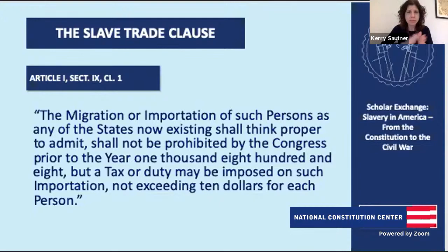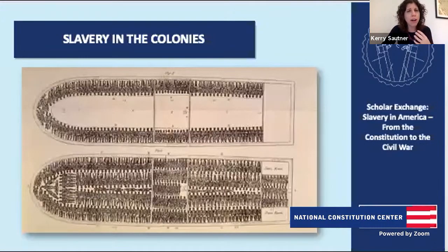Got it. Now, we know that at the end of Reconstruction, we have the 13th, 14th, and 15th Amendments, and we're going to dive into them in a minute. Do you want to talk about, before we were the United States, what was going on in the colonies and slavery during this time period, to let everybody know, like, first of all, as you know, settlers from Europe come to America, they're not coming to a blank slate, and then how does slavery kind of play into that?